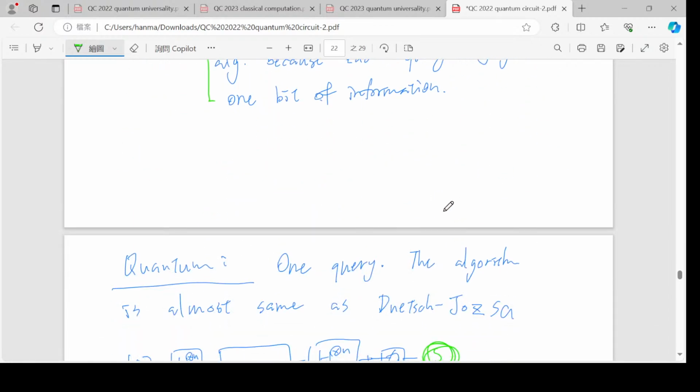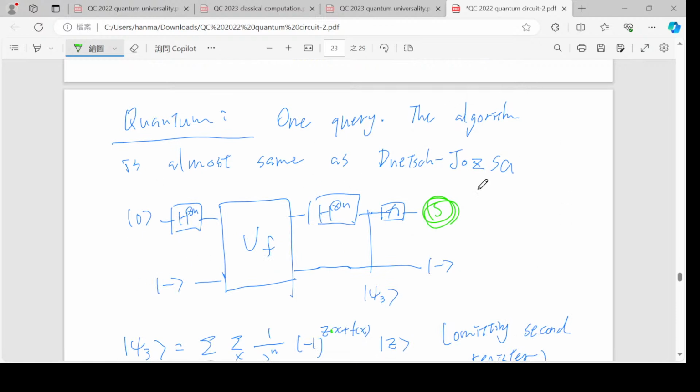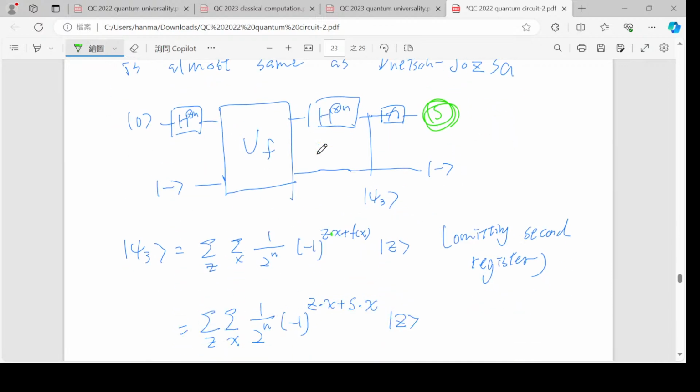Now what's the quantum query? Quantum query is really interesting. It can actually give n bits of information, because of the phase kickback. We run the same algorithm as the Deutsch-Jozsa algorithm. The quantum circuit part is the same, but we do different classical post-processing. The measurement result was z before, and now we'll see that the measurement result is actually s. That's the same analysis as we did in the Deutsch-Jozsa algorithm.